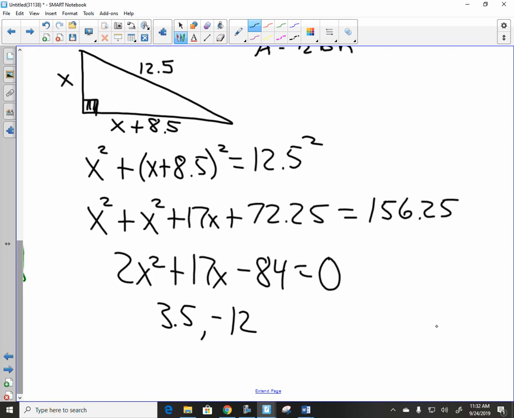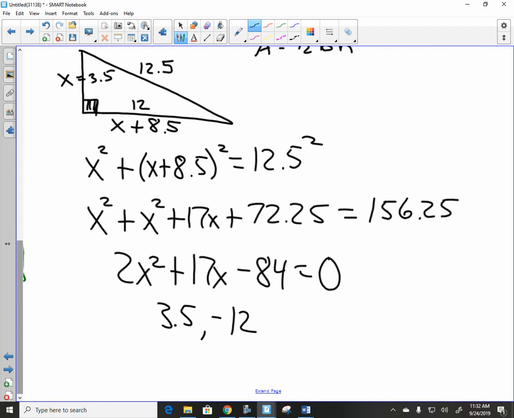Which one do you think we use? Try them both. 3.5, and this would be 3.5 plus 8.5 is 12. Can the sides of a triangle be negative?